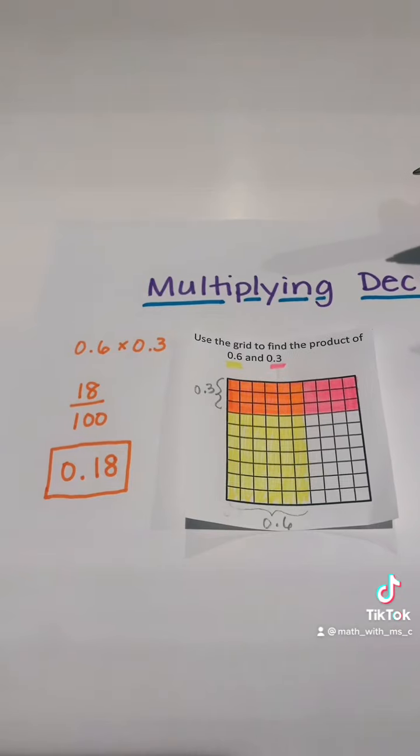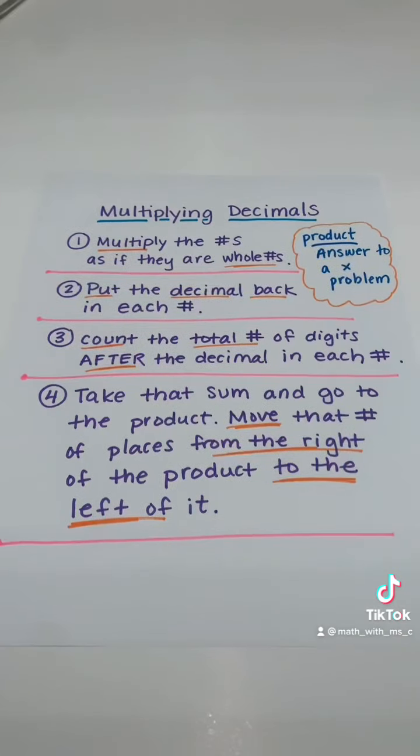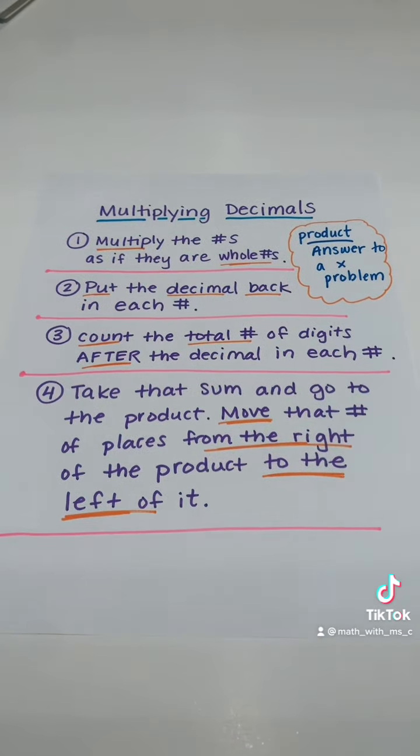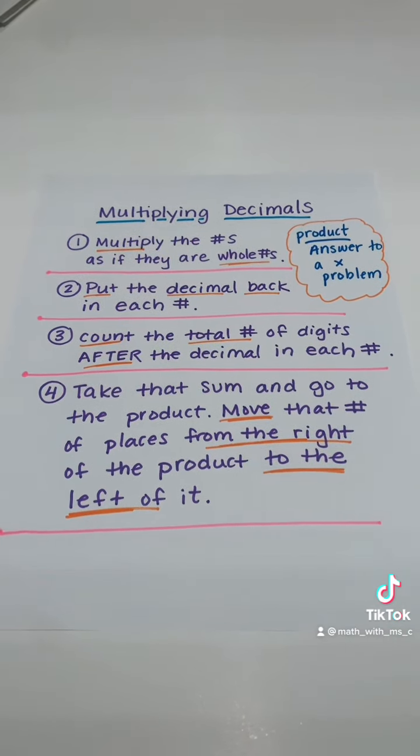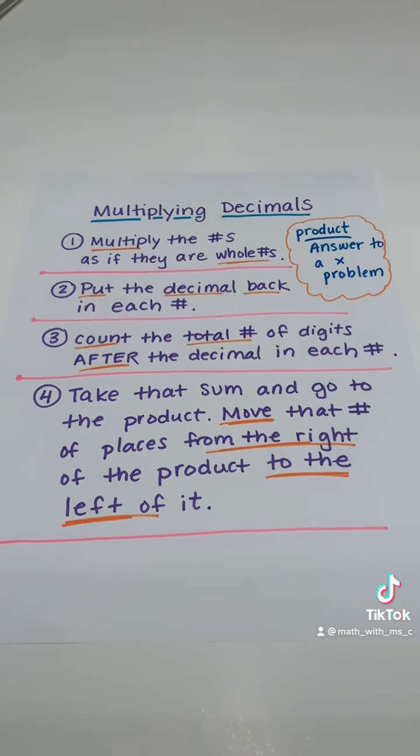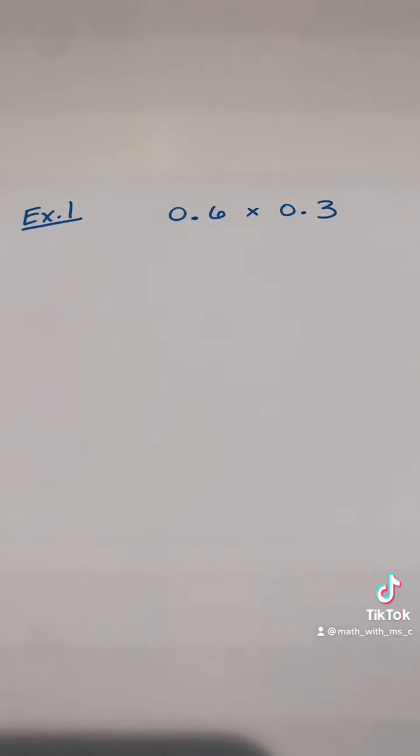So let's go over the steps on multiplying decimals. Here are the notes on multiplying decimals. You could screenshot this if you want. Let's start with the example. I'll do each step at a time. The first example I want to do is the model example, 6/10 times 3/10.